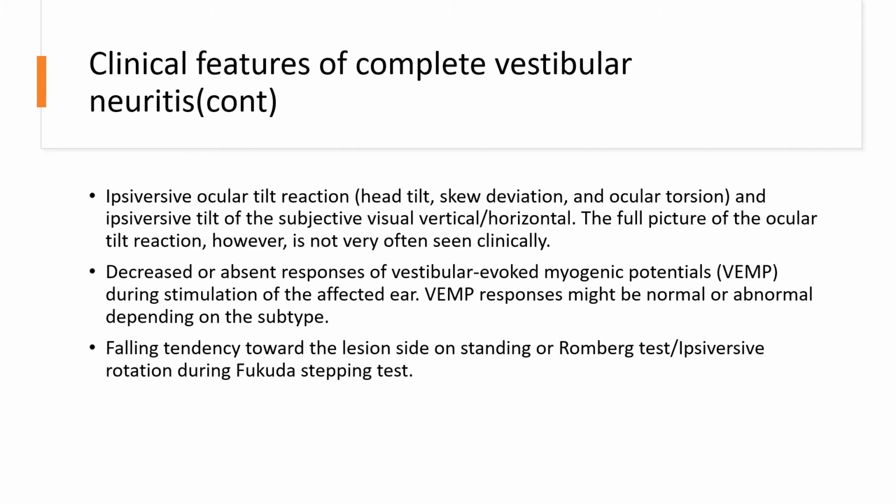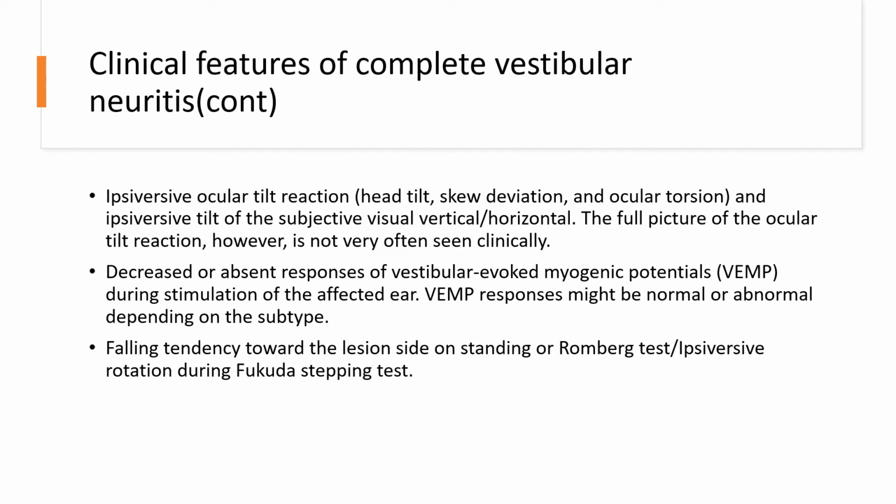Another important clinical feature of complete vestibular neuritis is ocular tilt reaction. This ocular tilt reaction comprises three things: head tilt, skew deviation of the eye, which is one eye sitting lower than the other, and ocular torsion, which can be seen on fundoscopy. In a complete vestibular neuritis, this ocular tilt reaction is ipsiversive. That means it is tilted towards the affected side. The full picture of the ocular tilt reaction, however, is not very often seen clinically.